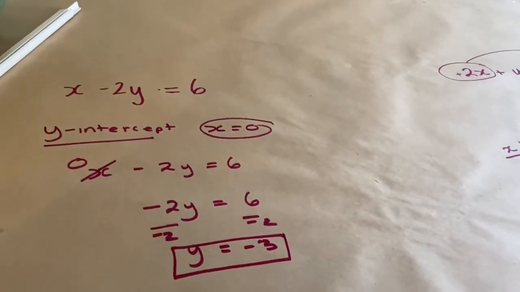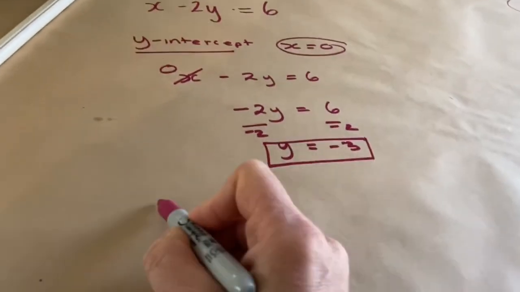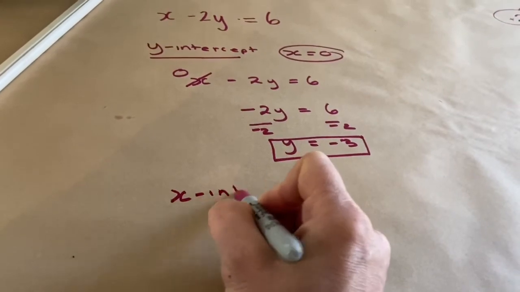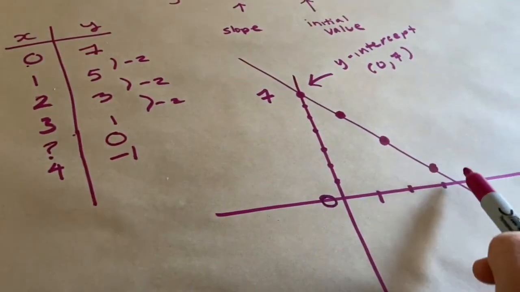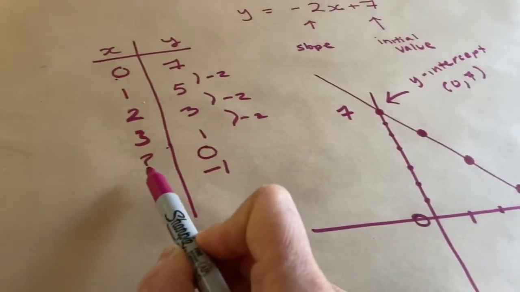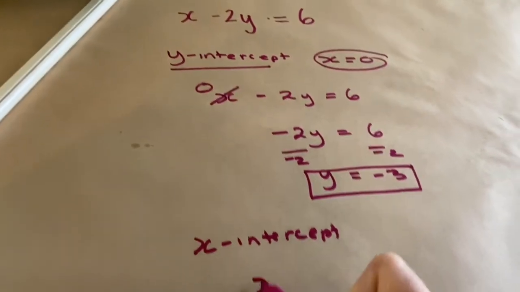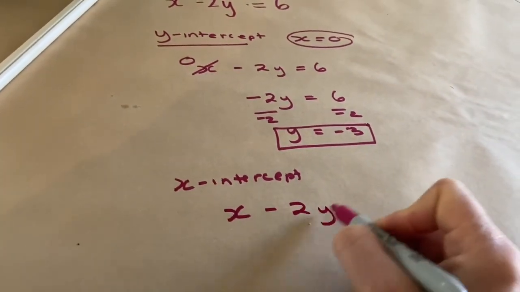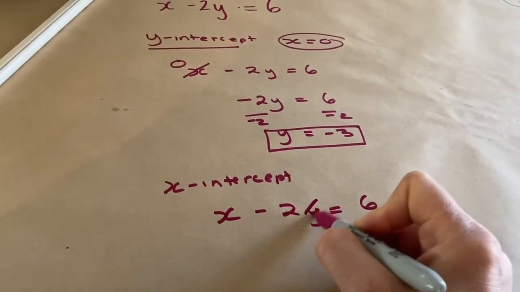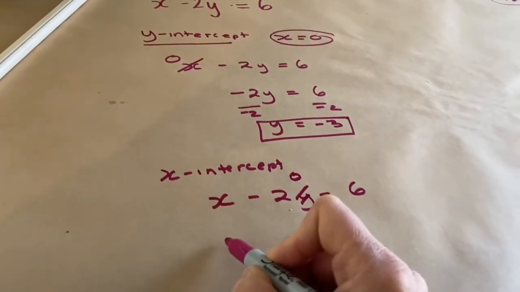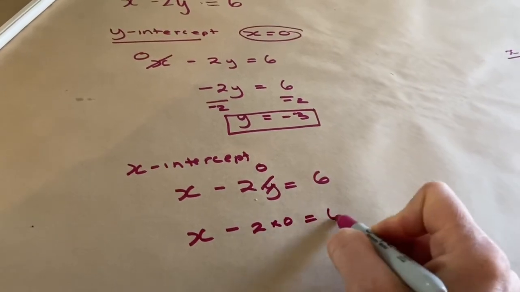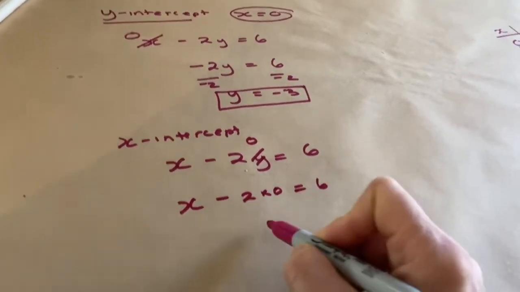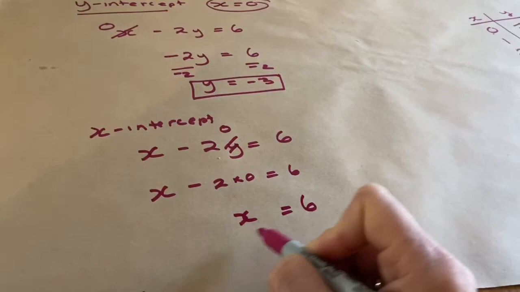That's my y-intercept. Now let's find my x-intercept. To find out where it touches over here, that's happening when y is equal to 0. So we're going to write our equation down. X minus 2y is equal to 6. We're going to cross off this y and put a 0 there. That means I have x minus 2 times 0 is equal to 6. That part right there is just 0. So it means x is equal to 6.